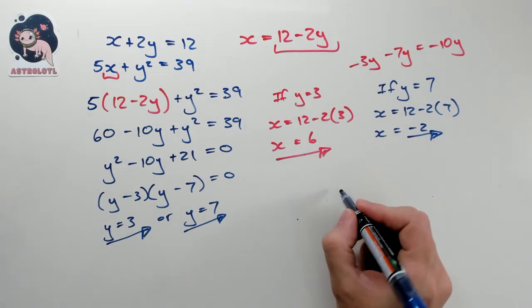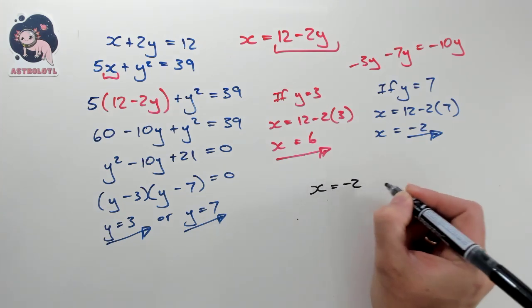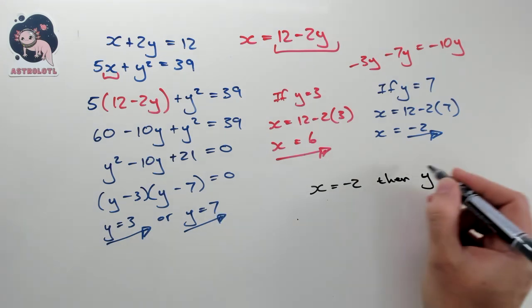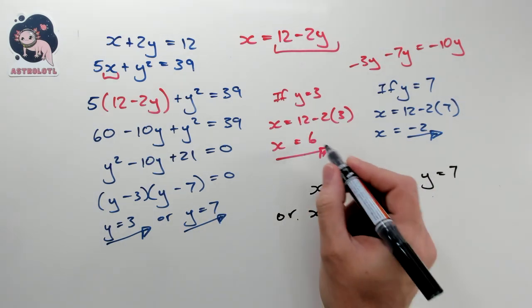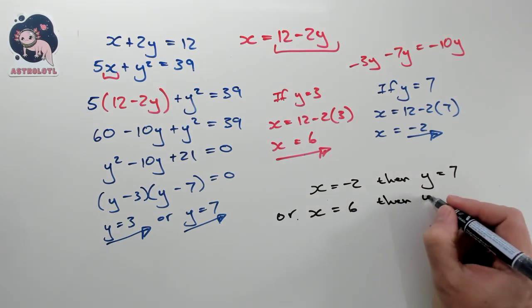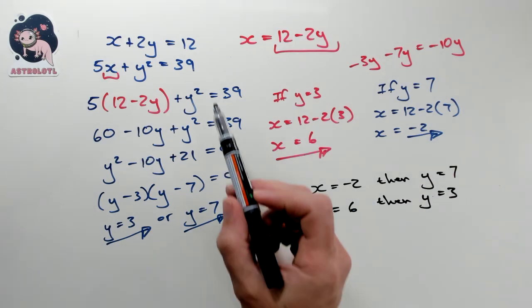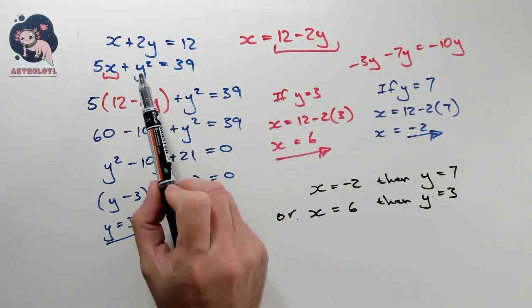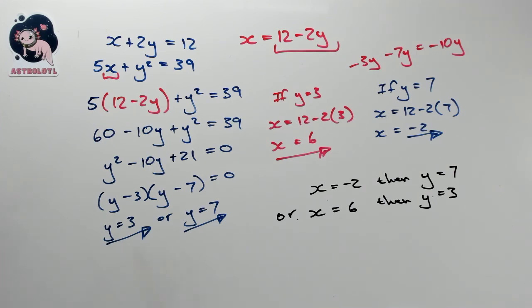So in this case, let's write our answers. If x is negative 2, then y will be 7, or x is 6, and then y is equal to 3. So those are the two options. We're usually used to just seeing one x and one y answer, but in this case, because we have a quadratic, we're getting two y answers, and thus we'll have two x answers.